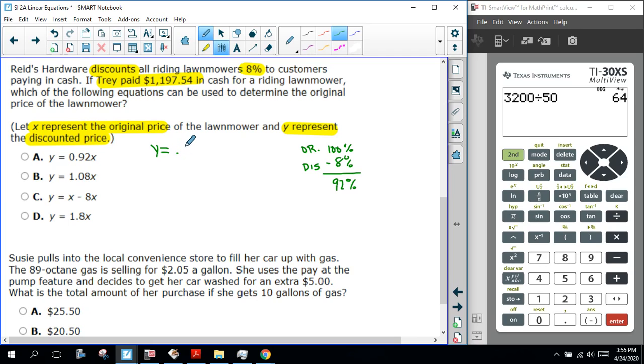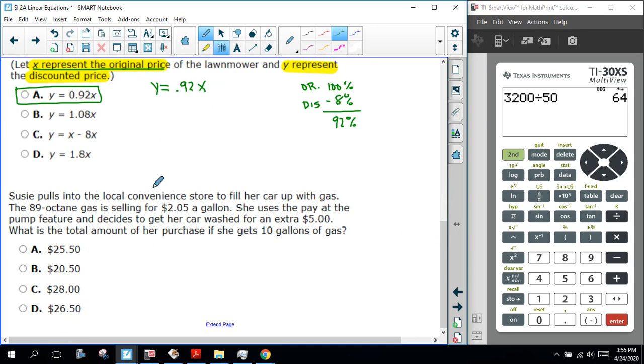Now remember, 92% as a decimal is 0.92. 92% of the original, well, the original price, we're using x. So it's going to be 0.92 times x. And this whole $1,197, it really doesn't come into the equation. That's kind of an answer that we already got, I guess. So that doesn't even come into play here. The equation is represented by y equals 0.92 times x.